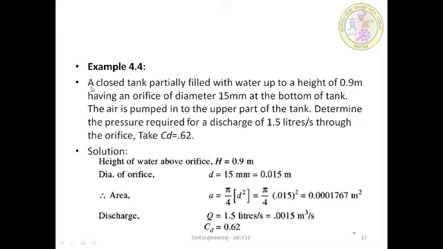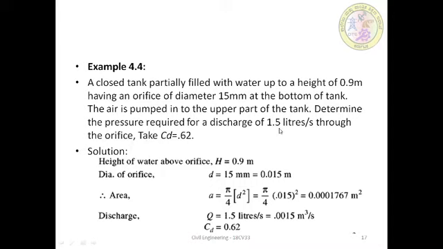In this example, it says that a closed tank is partially filled with water up to a height of 0.9 meter. So here the water level is 0.9 meter above the orifice, and the orifice is of diameter 15 mm at the bottom of the tank. Air is pumped into the upper part of the tank. Determine the pressure required for a discharge of 1.5 liter per second through the orifice.